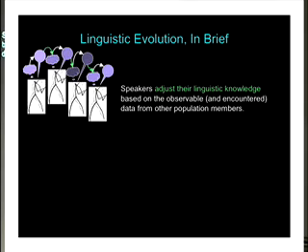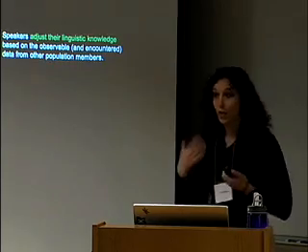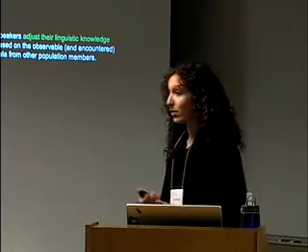Something that we've definitely discussed is that speakers adjust their linguistic knowledge based on the data that they encounter. So again, with my little cartoon here, speaker number one has some kind of linguistic knowledge he uses to generate his spoken speech, and that then influences the knowledge, indirectly or directly, of other speakers in the population, who then adjust their knowledge based on that interaction. And again, this is something we've talked about quite a bit in this workshop.